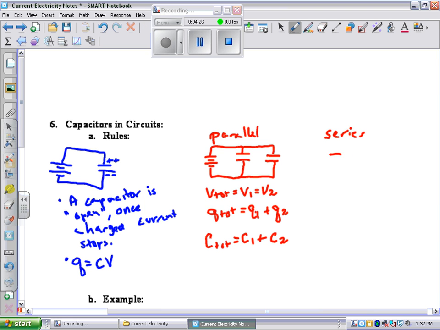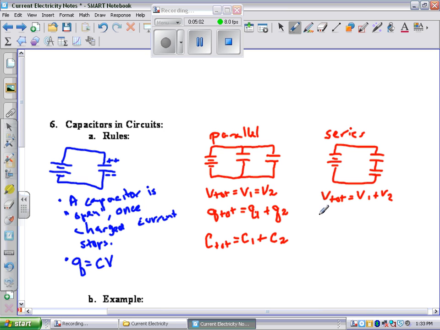Now for our series, it's going to look something like this. Here's my battery, and I'm going to connect that to, say, 2 capacitors. And if I think of my loop rule, V total is going to equal V1 plus V2. Just like for resistors, whatever I gain through this battery, I have to lose when I get back. So if I gain 10 here, and I lost 4 through this one, I'd have to lose the other 6 through this one. So these two add to that.